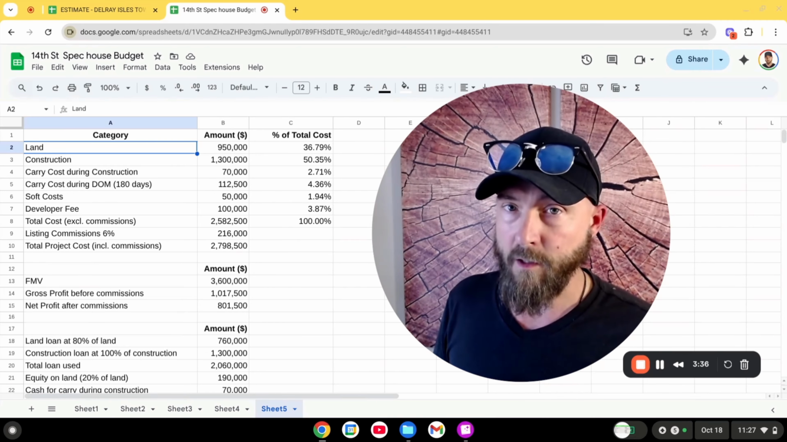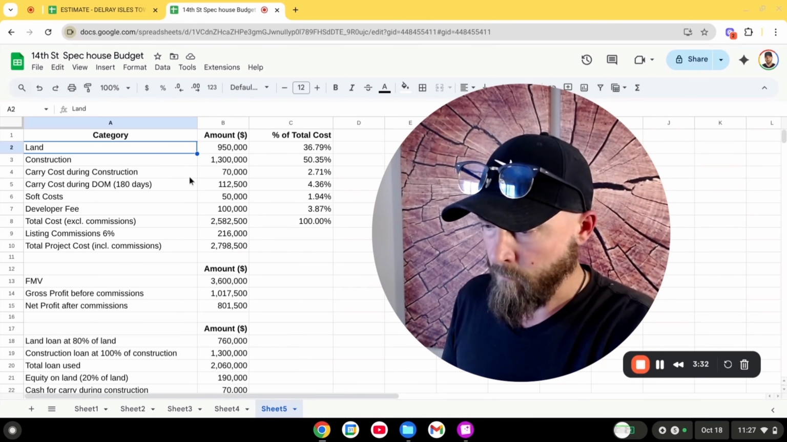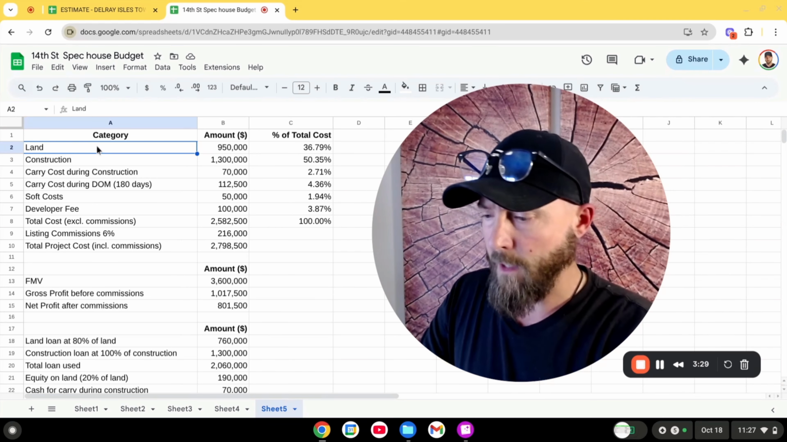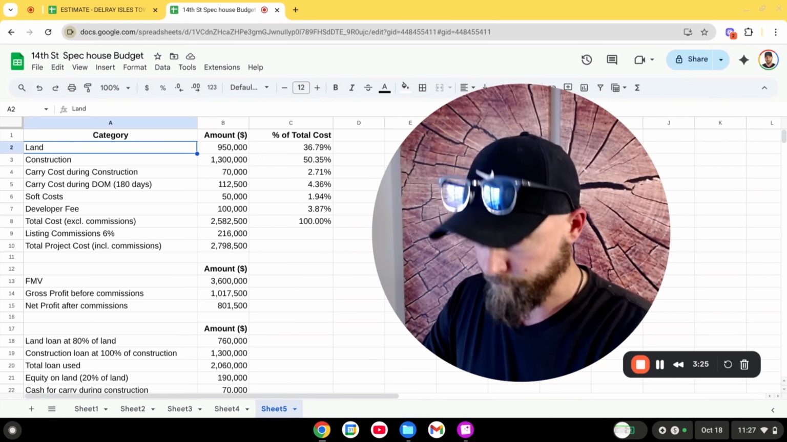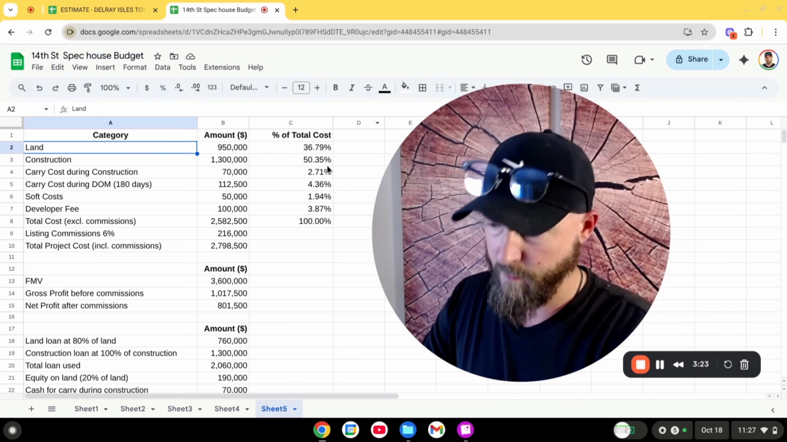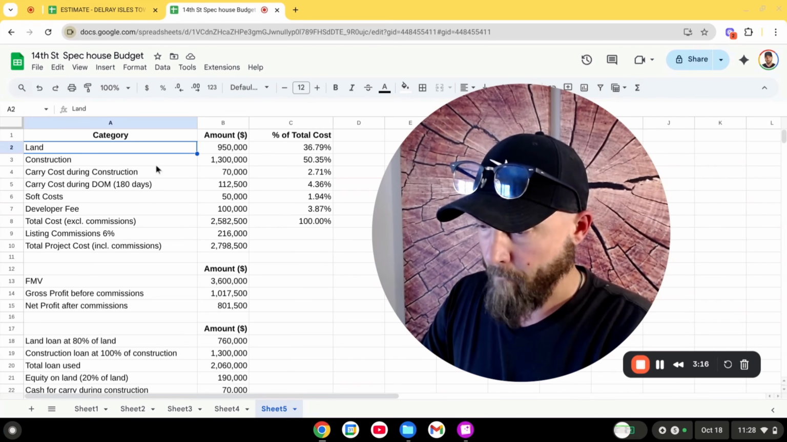Stick with me. It's going to get tedious. Let's dive right into it. First line item is our land cost. On this particular deal that I'm showing you, land cost is $950,000. I have this here that just shows me the percentage of the total cost, but we won't get into that. Land acquisition is pretty straightforward.